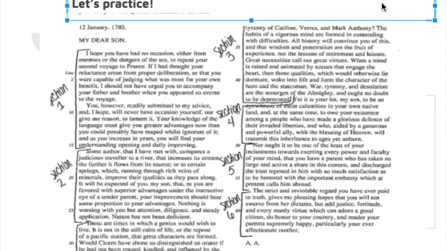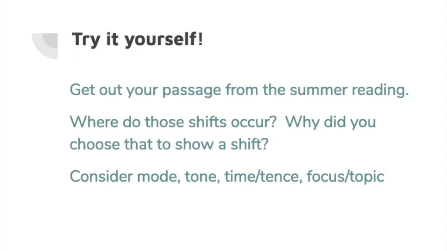let's take a look at what I want you to do with all this. Now that you have a better understanding of shift, I want you to try it yourself. So I'm going to have you get out your passage from the summer reading, that 750 word passage that I gave you, and let's see if we can break this down into shifts. First, I want you to do it yourself and break it down into where the sections are and where the shifts occur. And make sure you have a reason for choosing that shift.